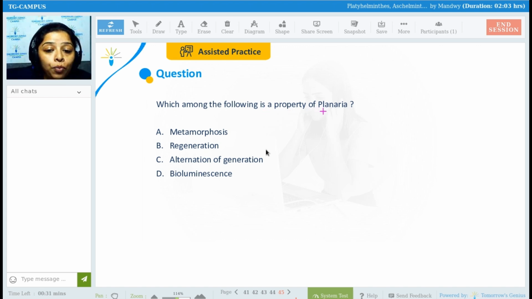Which among the following is a property of planaria? Metamorphosis, regeneration, alternation of generation, bioluminescence. Regeneration, ma'am. Regeneration, very good.